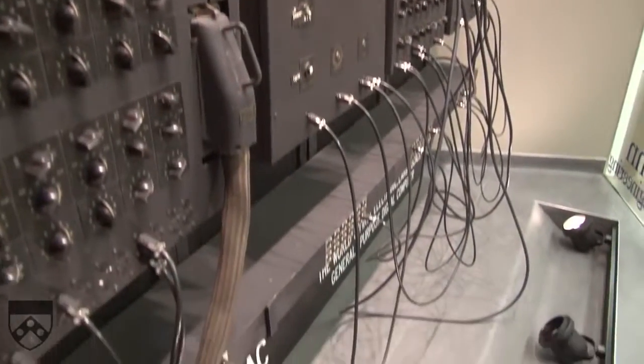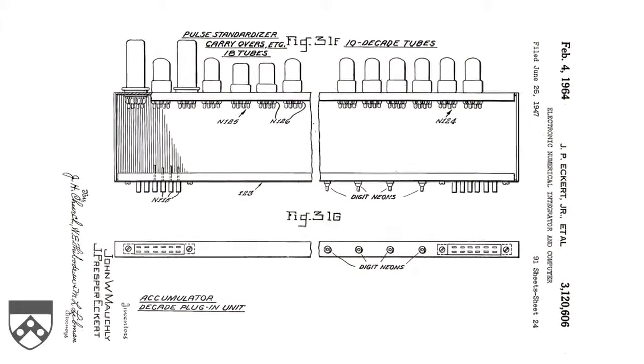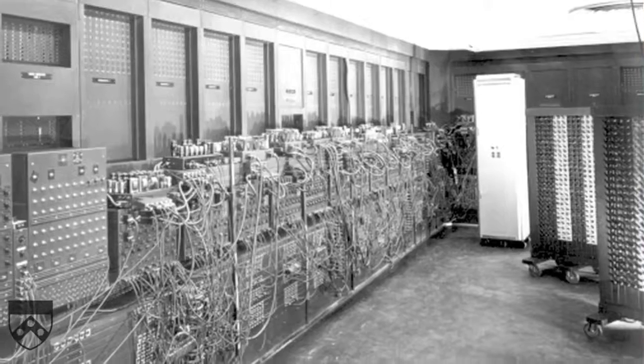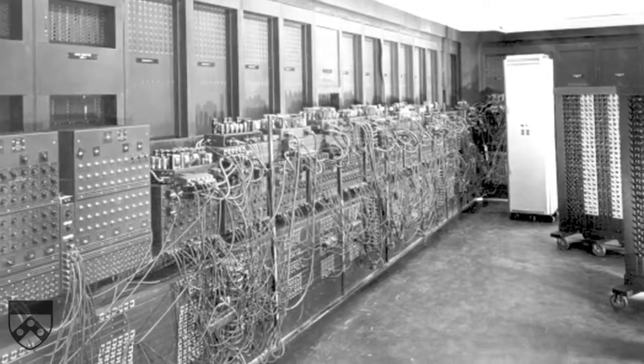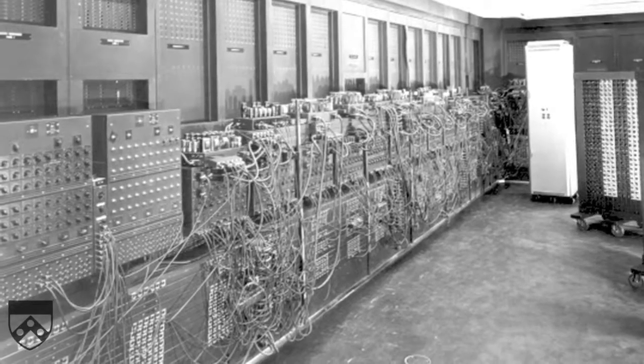The ABC was a specific-use computer designed to solve systems of linear algebraic equations and was capable of solving systems with up to 29 unknowns. The ideas behind the ABC were later used in the construction of ENIAC.